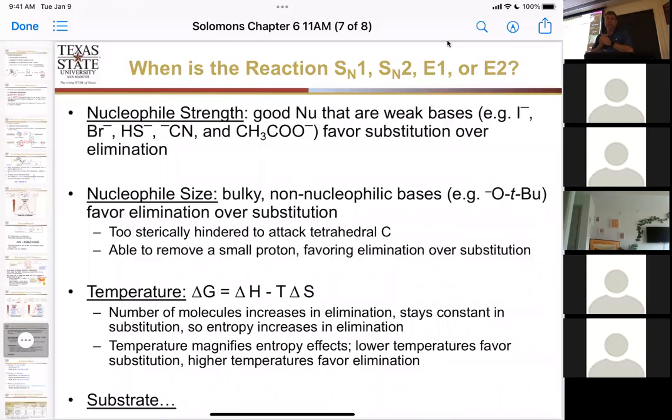And then temperature too. If you do the reaction at a lower temperature, you can favor substitution products because it's kinetic. If you do the reaction at a higher temperature, you can favor elimination products because it's thermodynamic. So you favor elimination at higher temperatures, and substitution at lower temperatures. And then the most important thing, of course, is substrate, right?